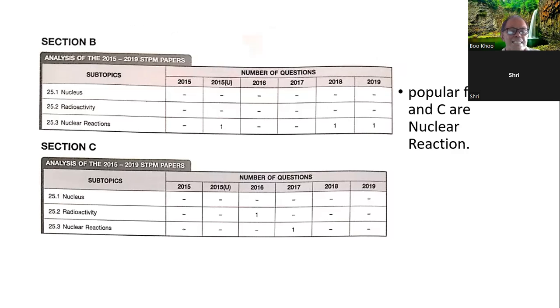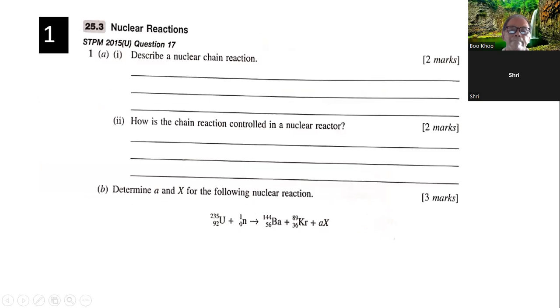Okay, section B and C. Popular for section B and C is nuclear reaction. You can see that. Right? Radioactivity has come up, but mainly the last topic. Describe a nuclear chain reaction. Yep. What is a nuclear chain reaction?